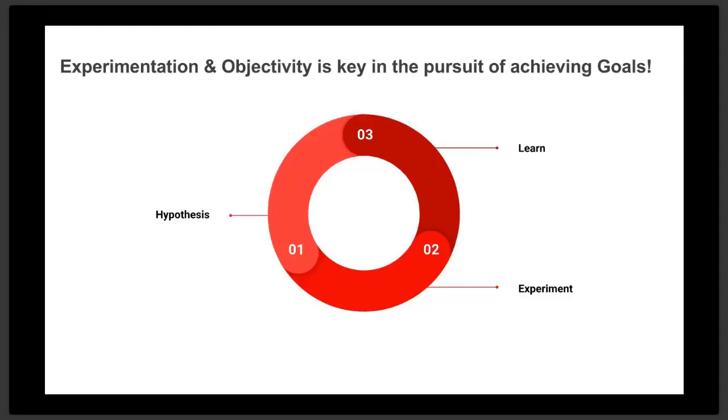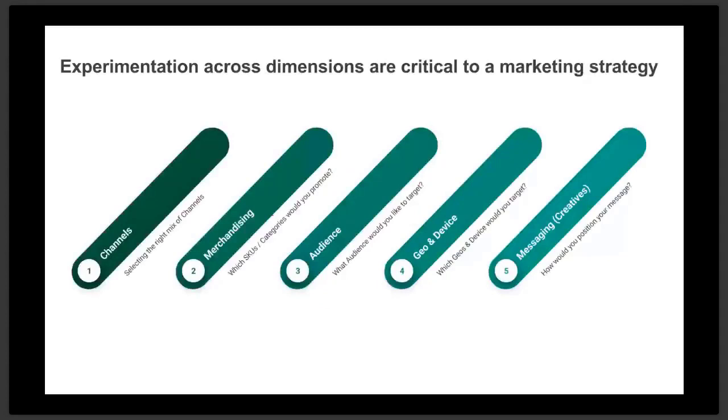So now the platform will actually allow you very, very easily, in a very intuitive way, to experiment across dimensions critical for any marketing strategy, right? So first of all, what is the right mix of channels you would select? If you're targeting, let's say, new buyers versus repeat buyers, which channels would you want to select?